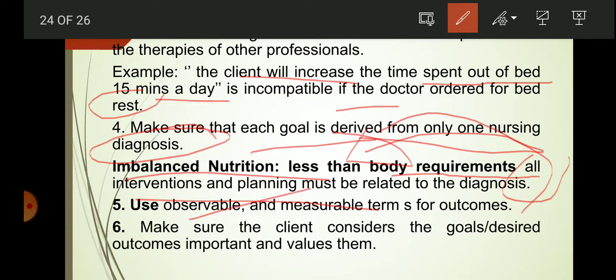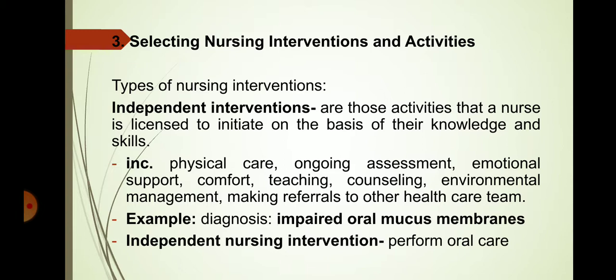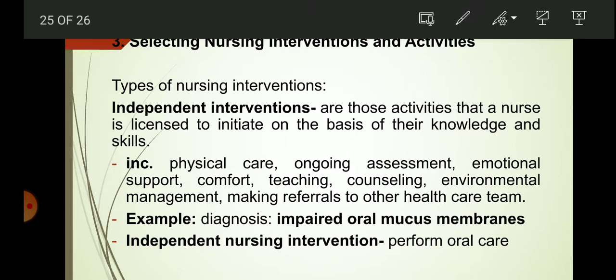Use observable and measurable terms for outcomes and make sure the client considers the goals or desired outcomes important and values them. Okay? So how can you select nursing interventions and activities? So there are types of nursing intervention.